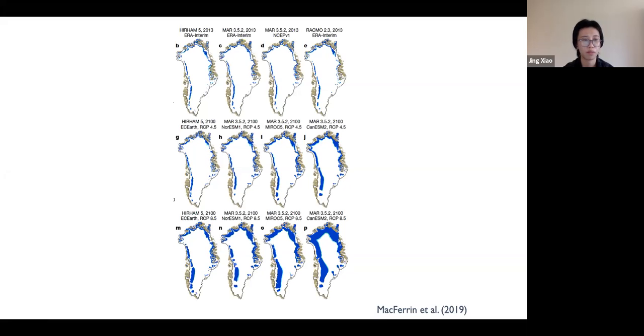So results from different models and data sets and different emission scenarios could be quite different. Therefore, it is very important for us to better and better understand this process, to know more about its temporal change and spatial variability of these ice layers, so that we can better predict its future contribution to the global sea level.